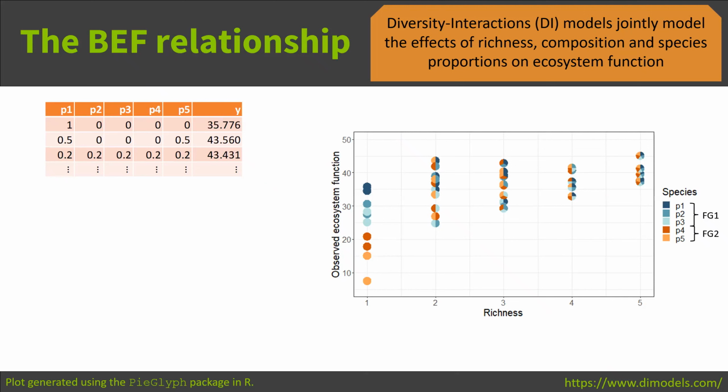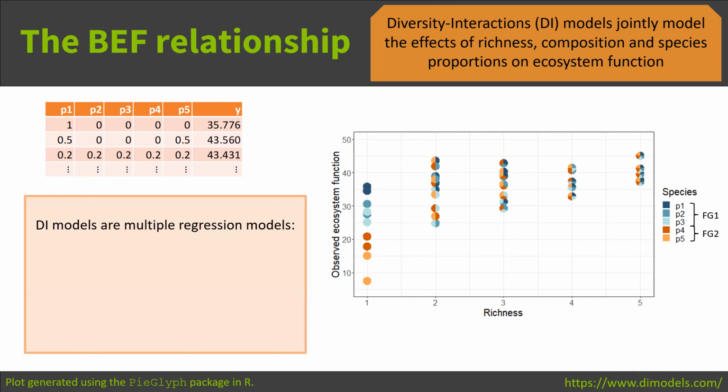The data will look something like this. The first row of this data shows a monoculture of species 1. The second row shows a 50-50 binary mixture of species 1 and 5, while the third row shows an equiproportional mixture of all 5 species. So each Pi is equal to 0.2.